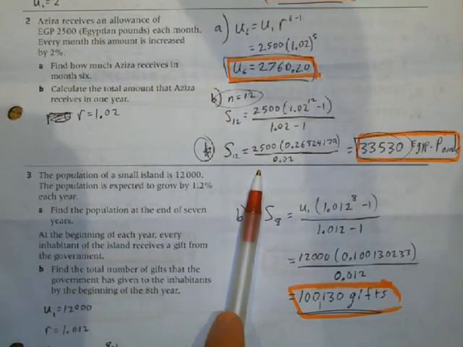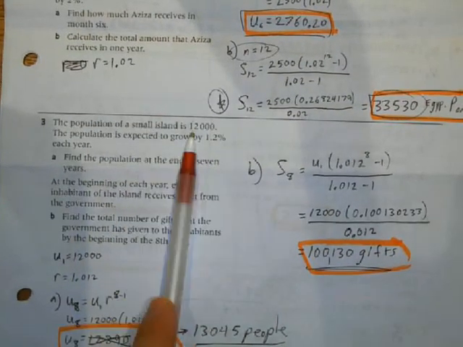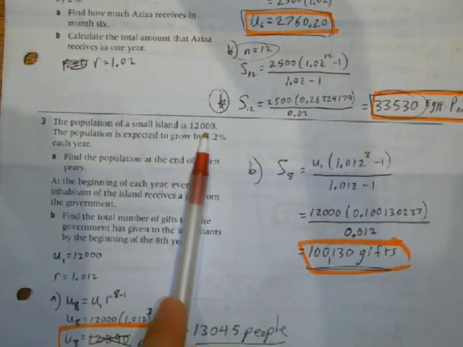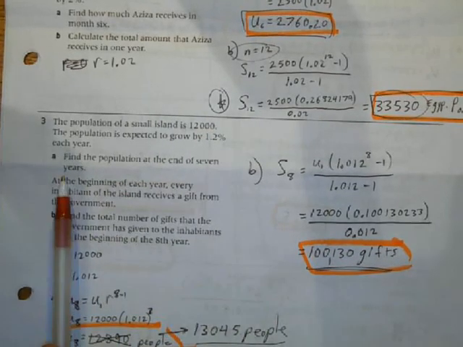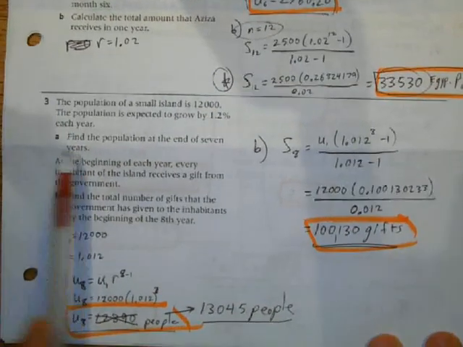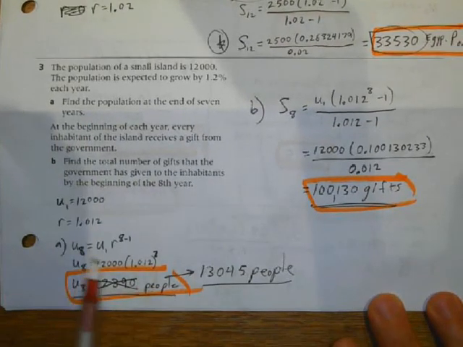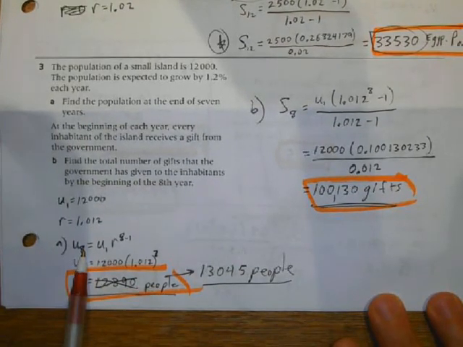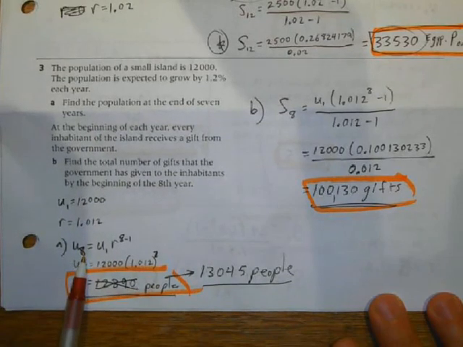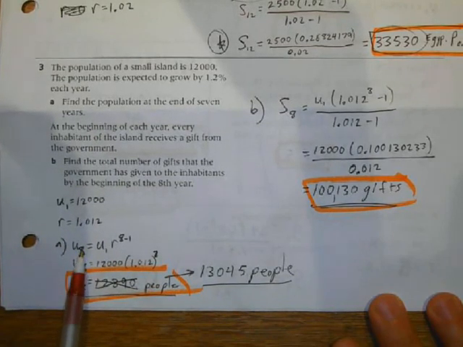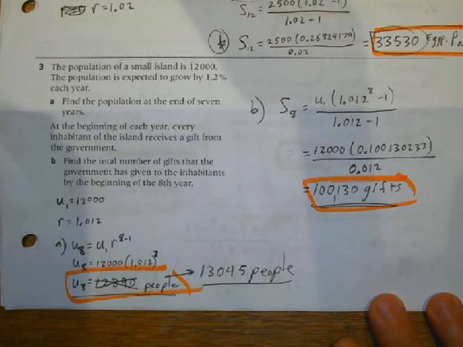Check your work. Let's look at question 3. The population on the island, initial population is this. Find the population at the end of 7 years. So this was tricky for some people. At the end of 7 years, we know that n is going to be 8 because we're going to get the population at the beginning of 8 or at the end of 7 years. So n has to be 8, not 7. I made the mistake also at the beginning when I tried to do this.